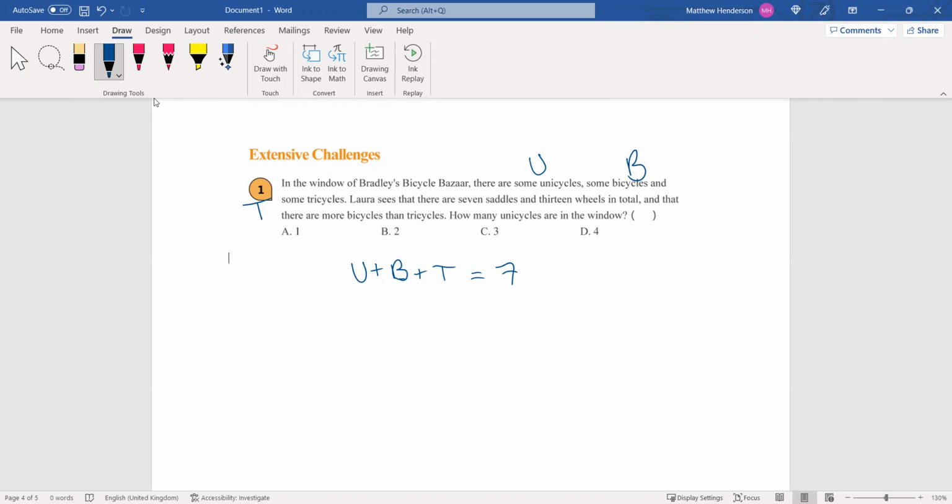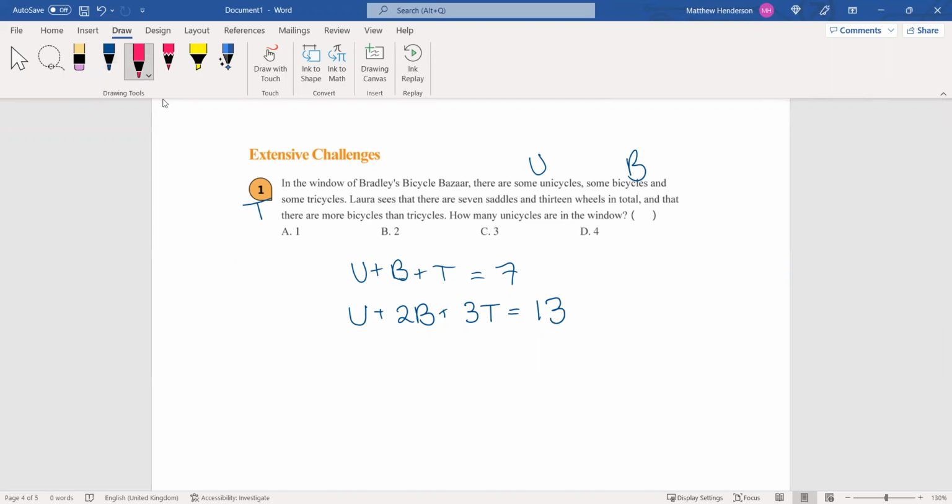I also know that there are 13 wheels in total. So let's think about the number of wheels for each vehicle. A unicycle has 1 wheel per unicycle, so U wheels. Bicycles each have 2 wheels, so that's 2B, and tricycles have 3, giving us 3T. And in total, that's equal to 13 wheels.